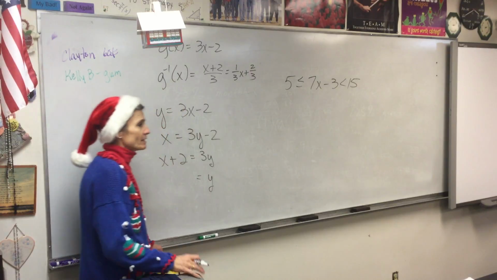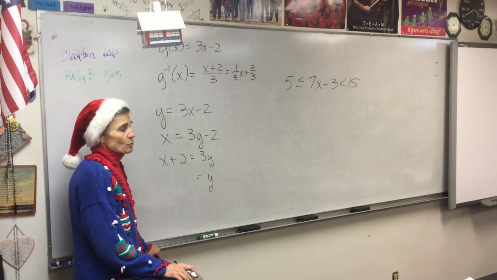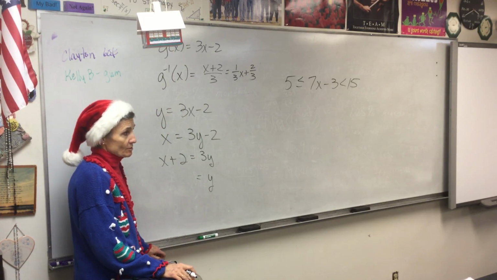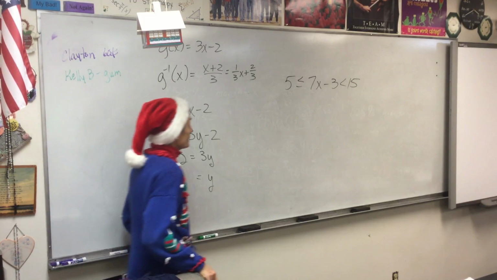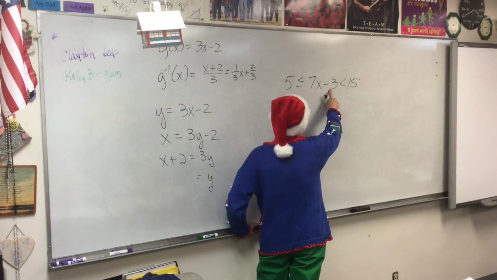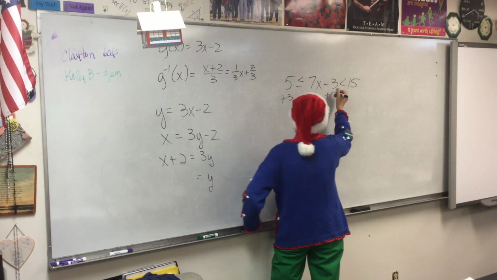it. This is a compound inequality. The easiest way to solve it is just to get x by itself. That's what we do when we solve. We get x by itself. So we need to get rid of that 3. So we'll add 3.